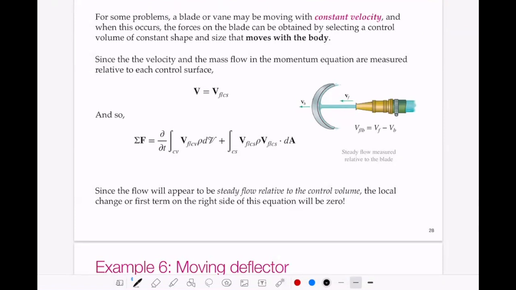So if we have steady flow, or if we have a control surface that's moving with our moving body, then we have a steady flow condition inside the control volume, and that first term will go to zero. So this term here will go to zero if we have steady flow.